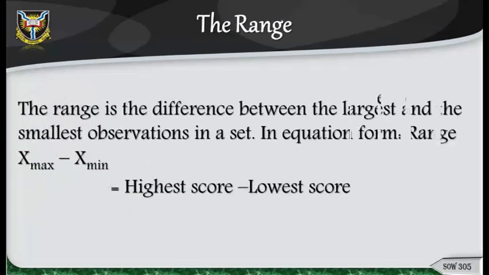Content. 1. The range. The range is the difference between the largest and the smallest observations in a set. In equation form, Range equals X maximum minus X minimum, which is equal to highest score minus lowest score. The range is a very simple measure of dispersion of data. It is easy for the layman to interpret.